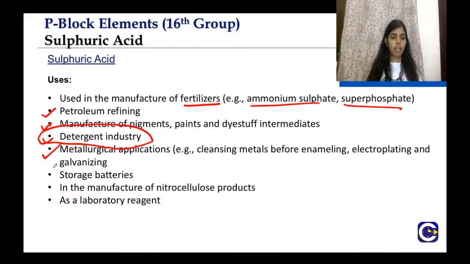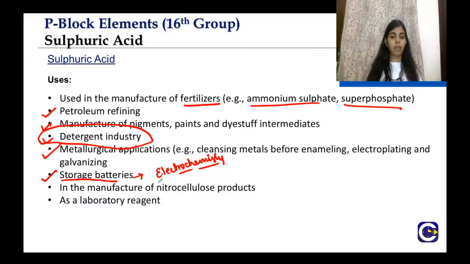The chapter is there in class 12th. It is used in storage batteries. We have done this in electrochemical cells basically, right? In the electrochemistry chapter, we had done some examples of cells in which there was H2SO4 also. So it is used in storage batteries.